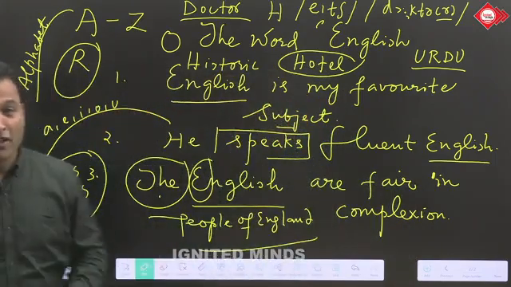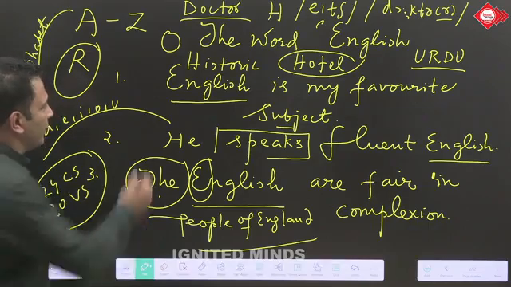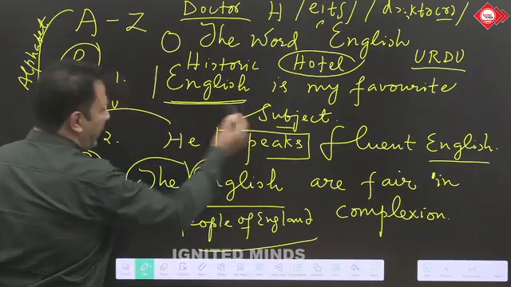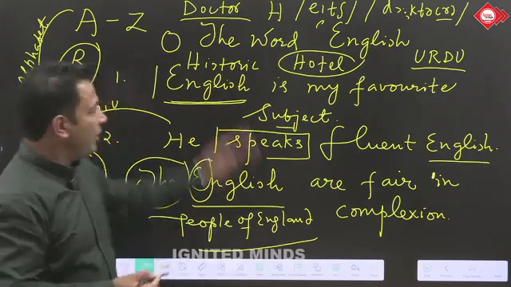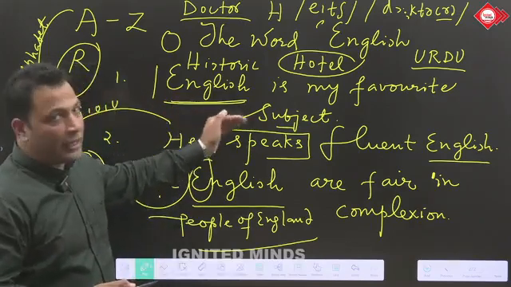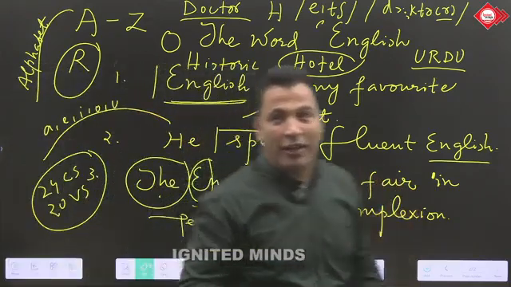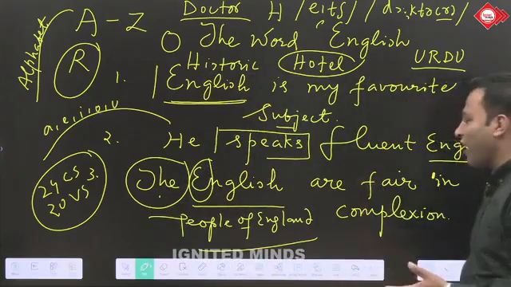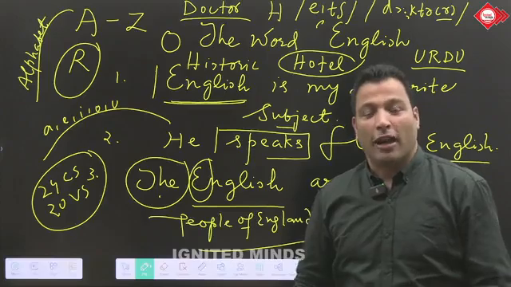So, three contexts. But आप मुझे बताएं कि तीनों कॉन्टेक्स्ट में जो स्पेलिंग है इस English की वो बिल्कुल सेम है. English is my favorite subject, ENGLISH. He speaks fluent English, ENGLISH. And then the English are fair in complexion, ENGLISH. हमने क्या देखा?